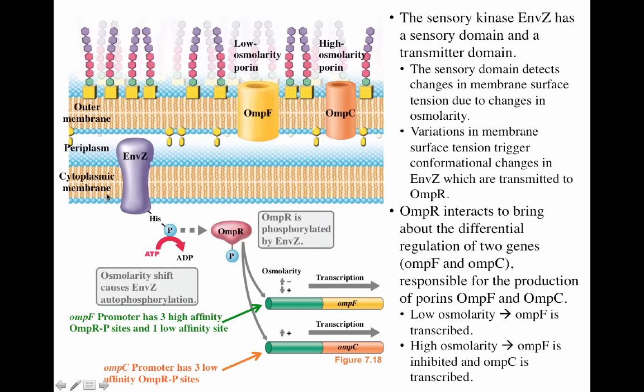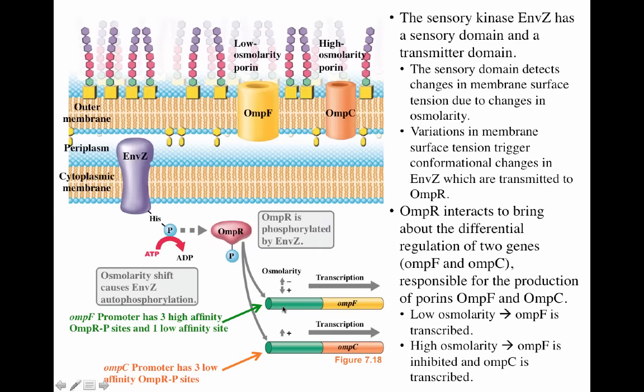Now, in the cell, you have the EnvZ kinase. The EnvZ kinase is the sensory kinase that is going to sense changes in membrane surface tension when the osmolarity changes. Once that signal has passed, it's going to autophosphorylate its histidine, and now those variations in membrane surface tension are going to induce that conformational change that is going to allow the phosphorylated EnvZ to pass that phosphate to the response regulator, which is the protein OmpR. OmpR is going to then be phosphorylated by EnvZ. And during low osmolarity conditions, OmpR is going to bind to the promoter of the OmpF porin.